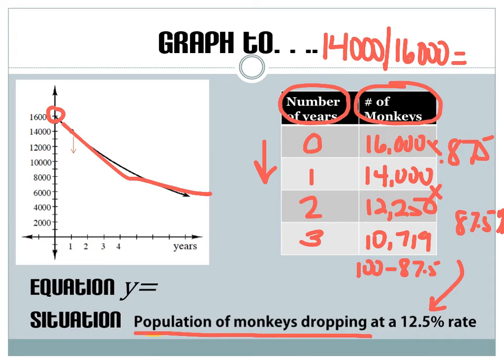The equation always is A times r to the x, or A times r to the n if it was a sequence. In this case, the A is the 16,000 monkeys, not money, monkeys, and then the multiplier of 0.875. And x stands for the number of times we're multiplying that multiplier. In this case, the number of years the monkey population is being looked at.